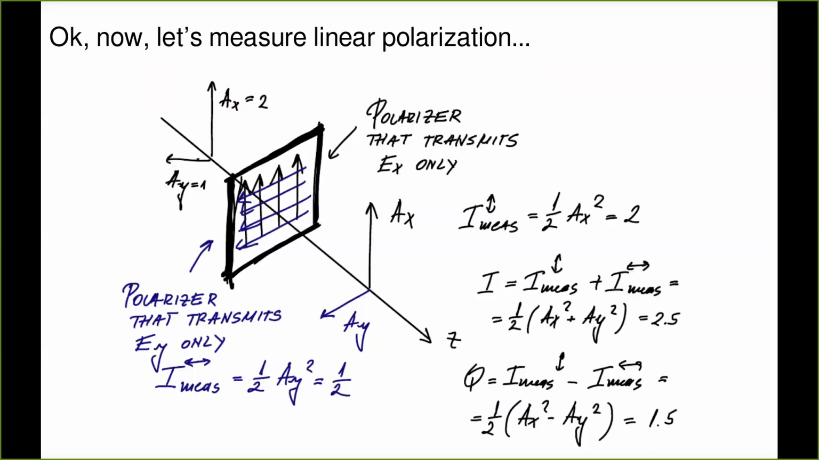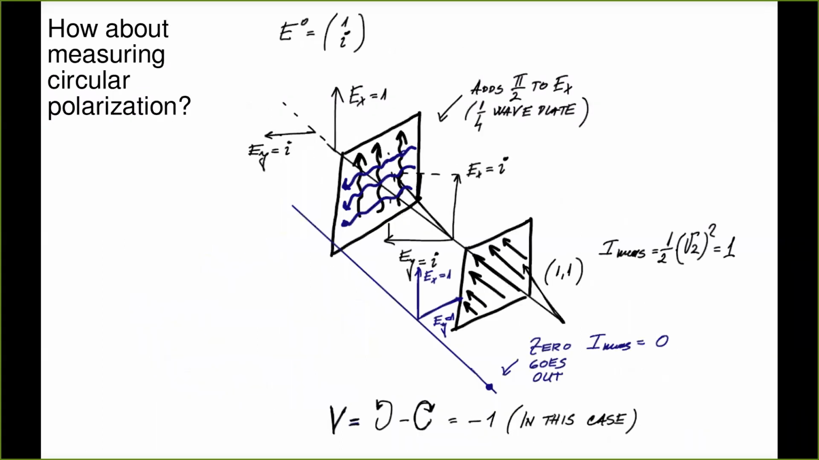And now you could repeat the exercise by putting the polarizer at 45 degrees and minus 45 degrees, and the difference of these two measurements would be your Stokes U. Okay, so now a bit more complicated situation.